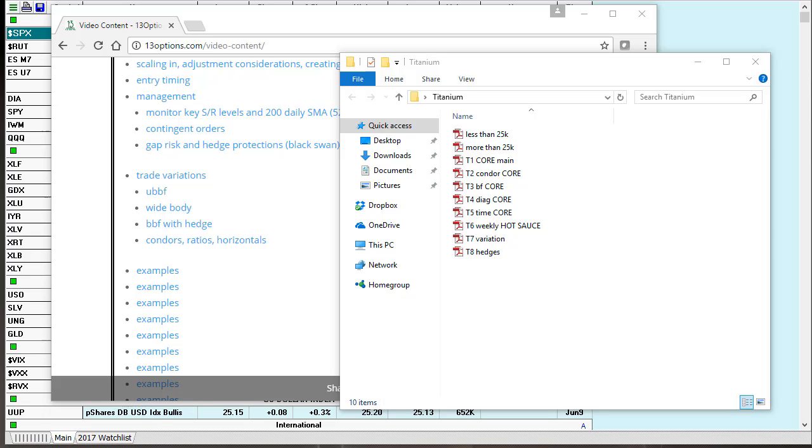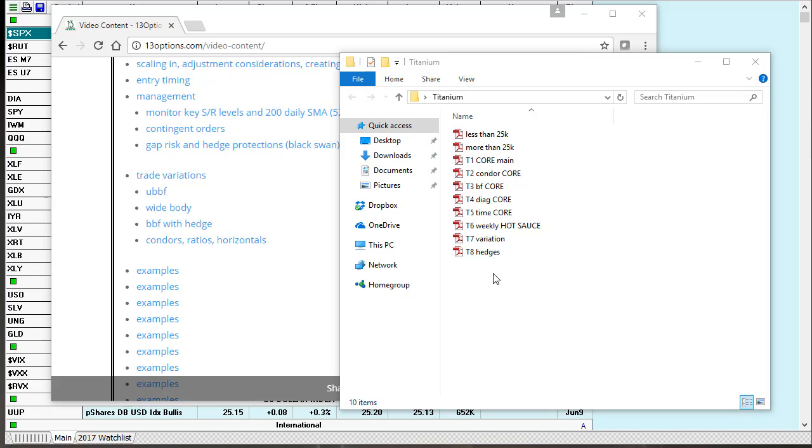Okay, so this next video is going to cover the 4 different trade variations of some of the most profitable and powerful delta neutral types of trades that are eligible to you now in these PDF guideline formats. All right, so the unbalanced butterfly, the wide body butterfly, the balanced butterfly with a hedge, and then condors, ratios, and horizontals.